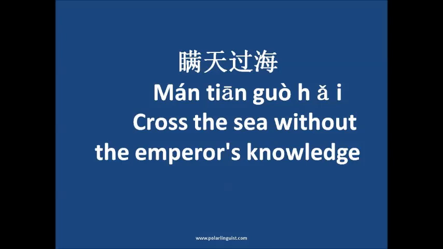Man Tian Guo Hai. Tian here is used to mean the emperor, or Tian also means sky, but here it is used to mean emperor. Hai is sea. So literally this proverb or this strategy means to cross a sea without the emperor knowing, or masking or concealing your real goals from those in authority, those who lack vision, by not alerting them to your movement or any part of your plan.